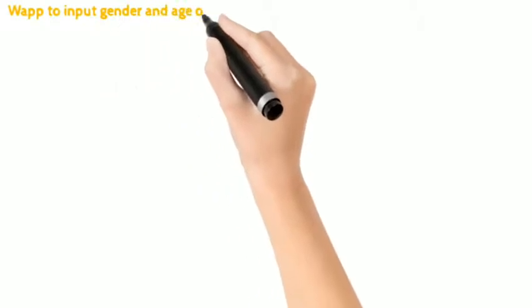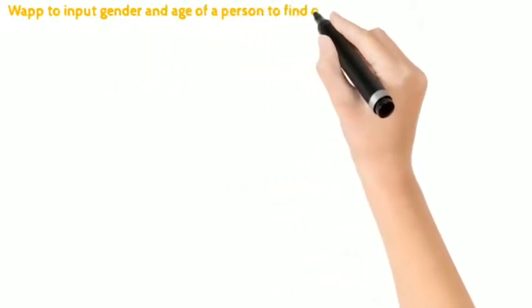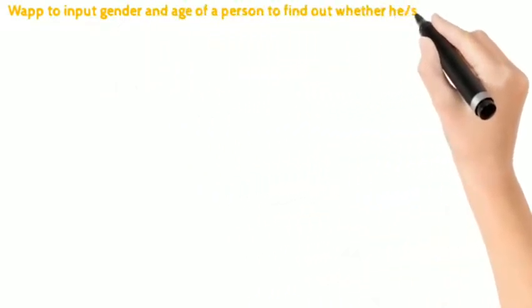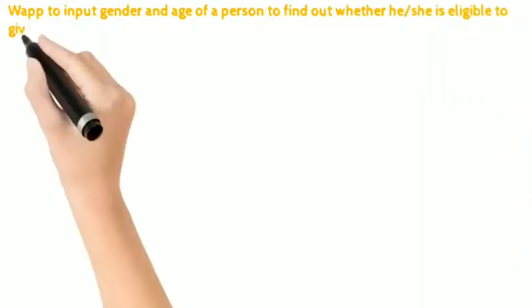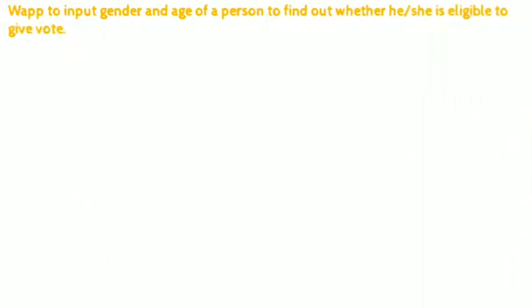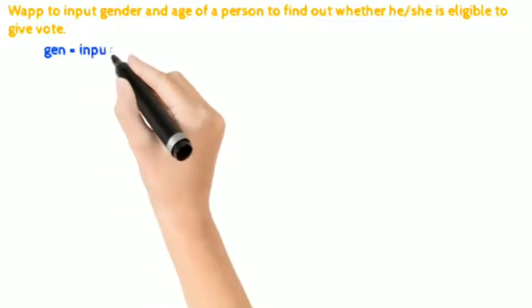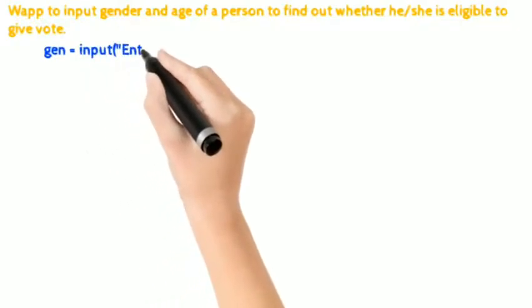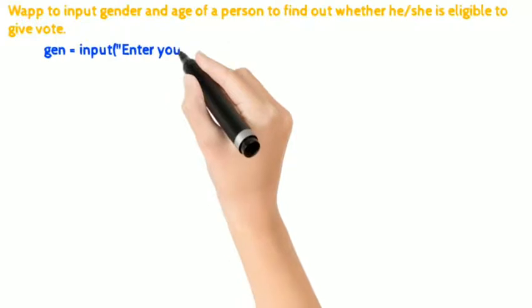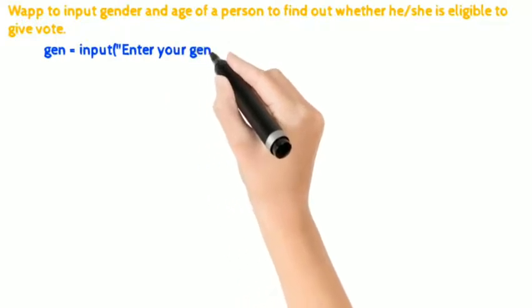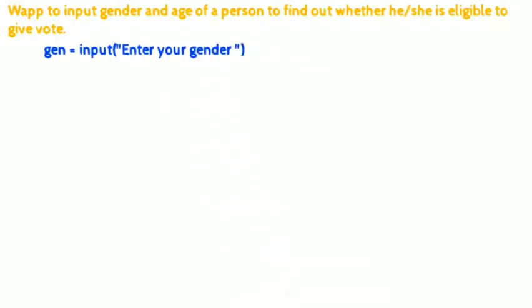Here the question is, write a Python program to input gender and age of a person to find out whether he or she is eligible to cast vote or not. So in this case we are going to input age and gender. Gender will be inputted as text, age will be inputted as number. So in case of gender I need not specify int function. So directly I can write input enter your gender.